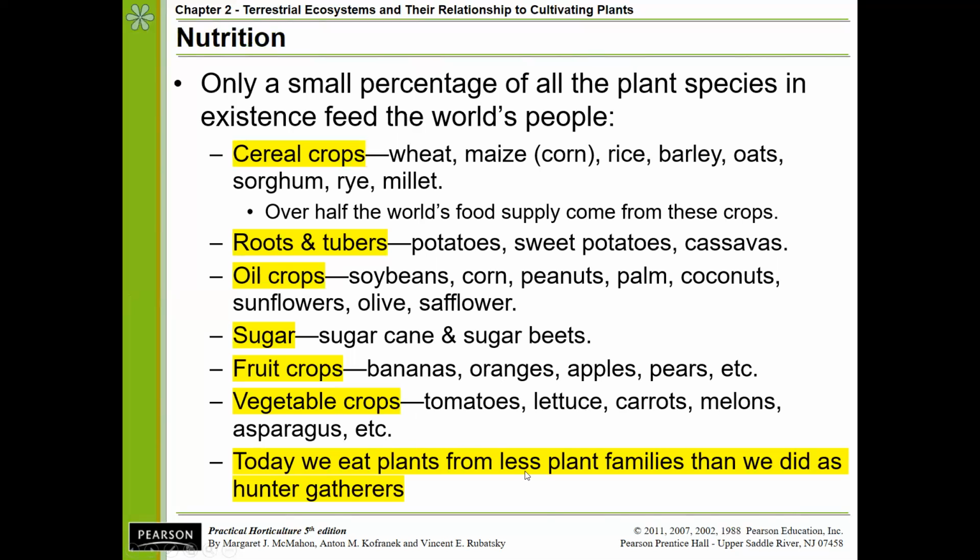And also know that today we eat plants from fewer plant families than we did as hunter-gatherers, which may have some consequences for our diets and health.